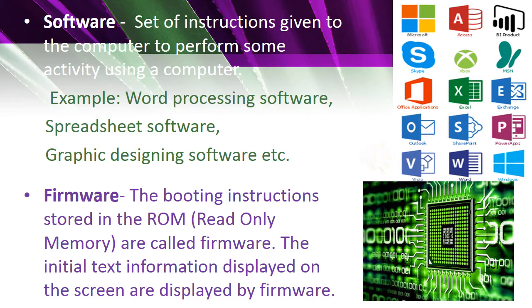Examples are word processing software used to do documentation work, spreadsheet software used to do calculations and create graphs, and graphic designing software used to edit images and photographs. Firmware: the booting instructions stored in the ROM are called firmware. Once you switch on the computer, some initial text instructions are displayed on the screen. They are displayed by the firmware.